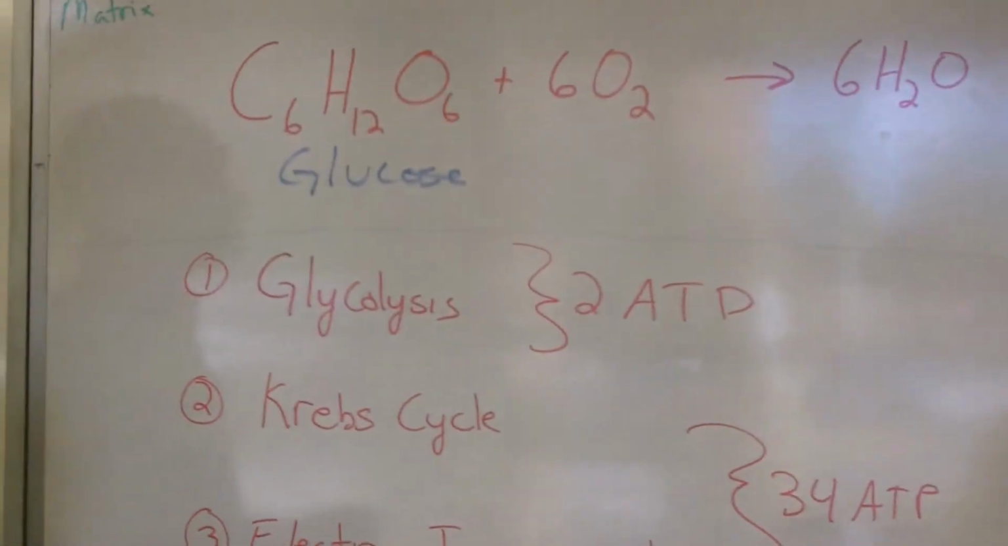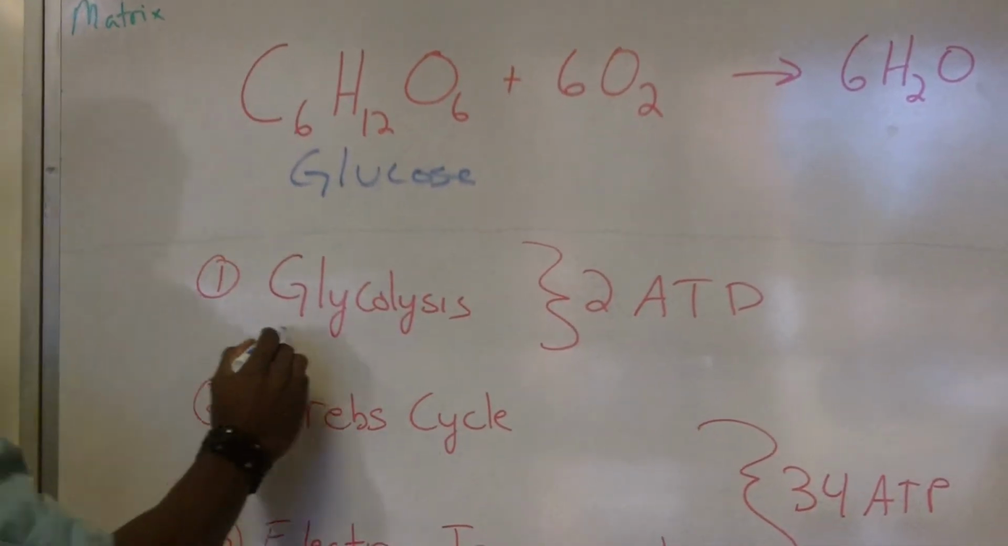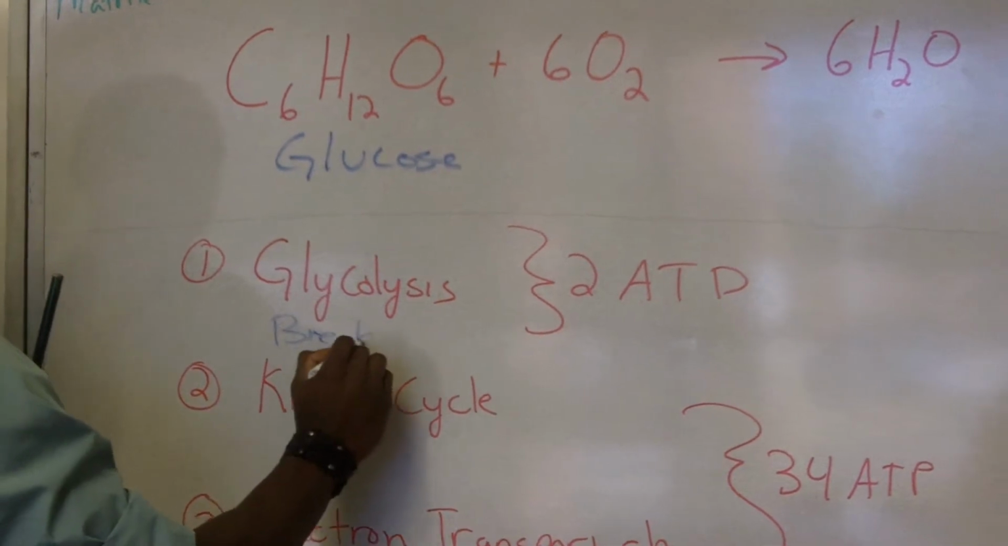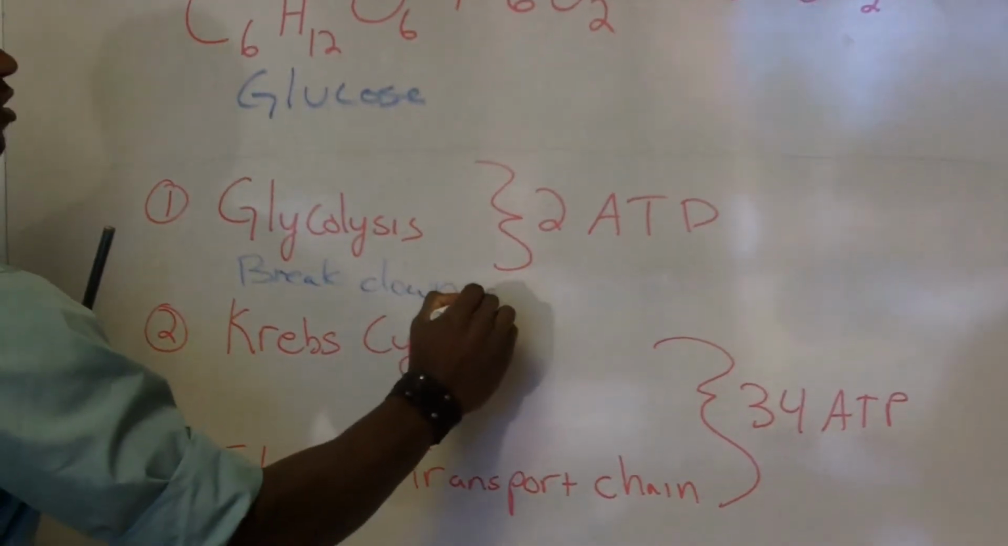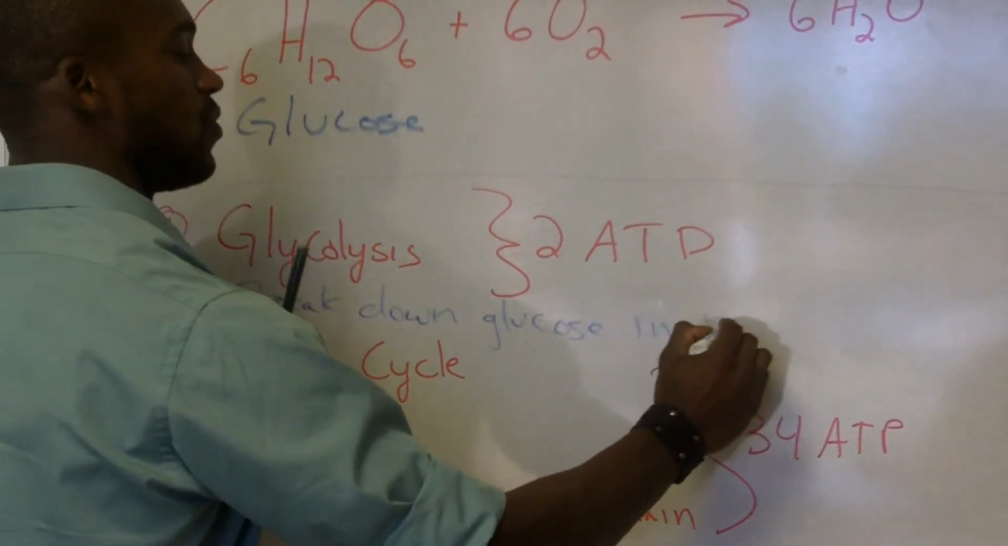There are 3 steps to cellular respiration. The first step is glycolysis. Glycolysis is breaking down glucose into pyruvic acid.